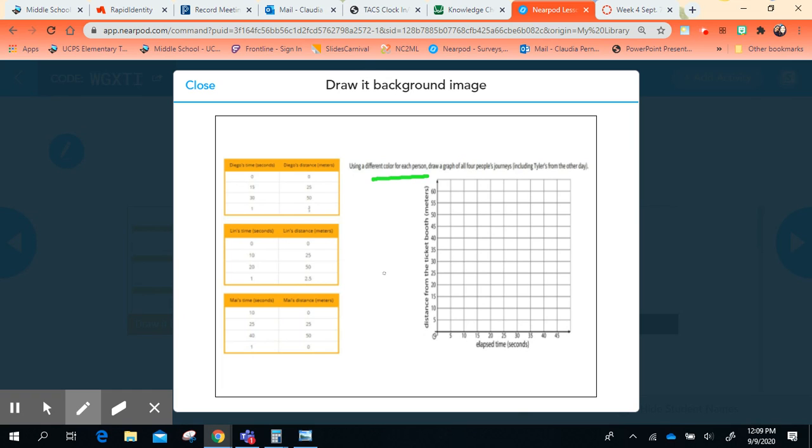So just like I can change my color down here, you guys have the ability to change your colors also. I like to put a little dot or a little squiggly line so I know which one's which color. So I'm going to go ahead and do Diego's, and you guys are going to do Lynn's and May's. As I go, I like to cross off the points that I've already done so I don't backtrack. So I have 0 and 0, so that's my origin. Then I have 15 and 25.